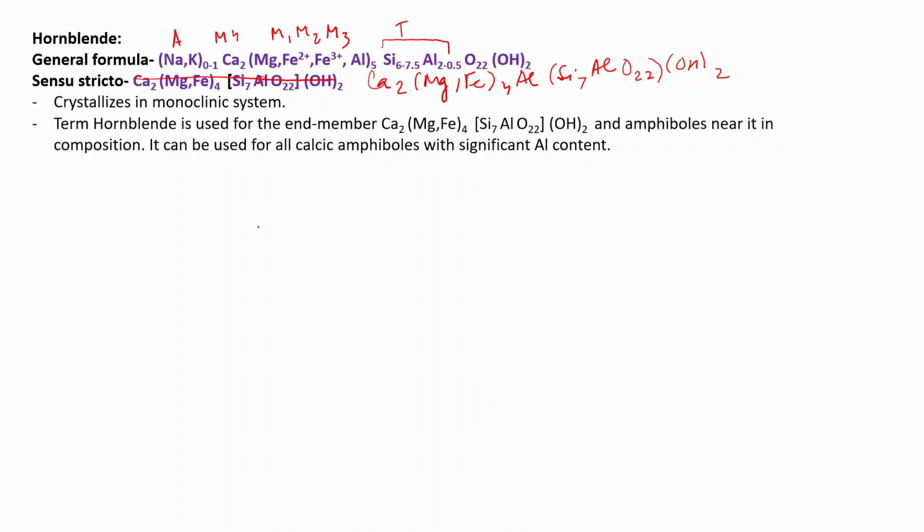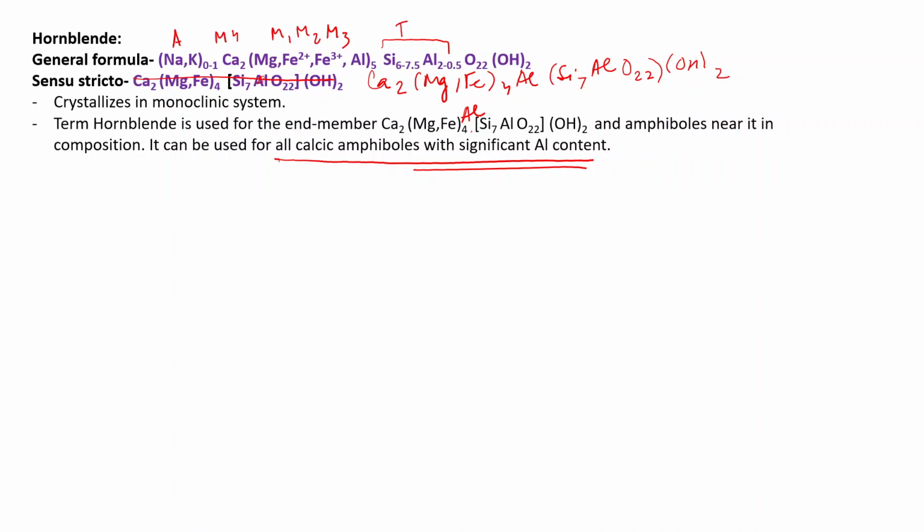It crystallizes in the monoclinic system, and this word hornblende is used for the, I'll add Al over here. Sorry for that typing error. So the term hornblende is used for the end member Ca2MgFe4Al Si7AlO22(OH)2, and amphiboles near it in composition. So it can be used for all calcic amphiboles with significant aluminum content. So this is how the chemistry can be dealt with.